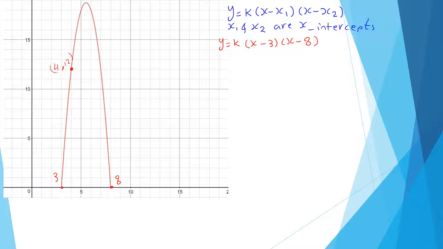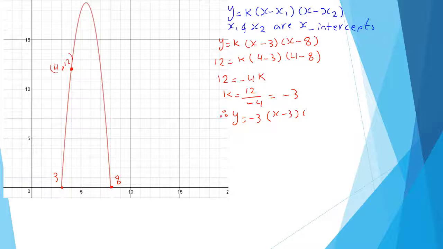So I'm going to substitute that in here. Instead of y, 12 equals k times (4 minus 3) times (4 minus 8). Now simplify this area here. 4 minus 3 is 1, 4 minus 8 is negative 4. Multiply them together, giving me negative 4k. So k is equal to 12 over negative 4, which gives me negative 3. So the final equation is y equals negative 3 times (x minus 3) times (x minus 8).